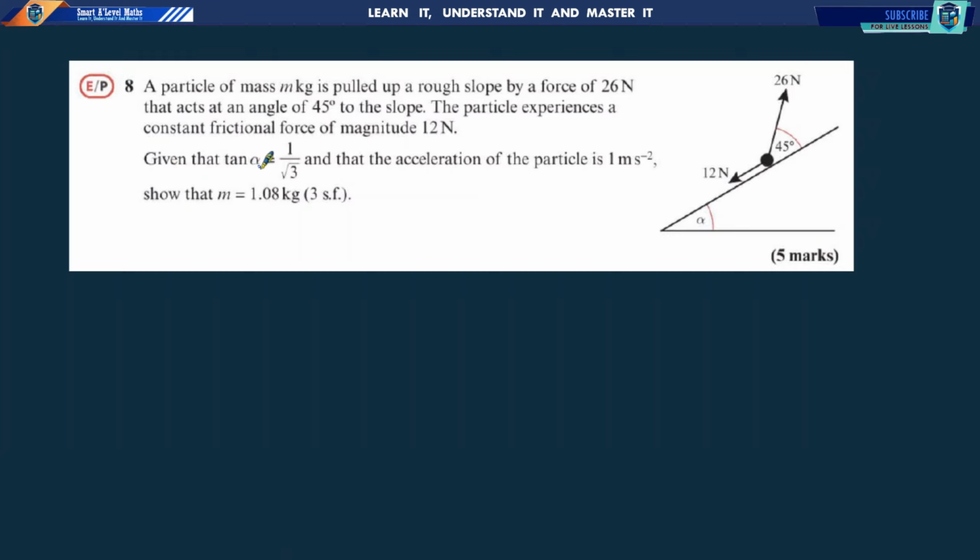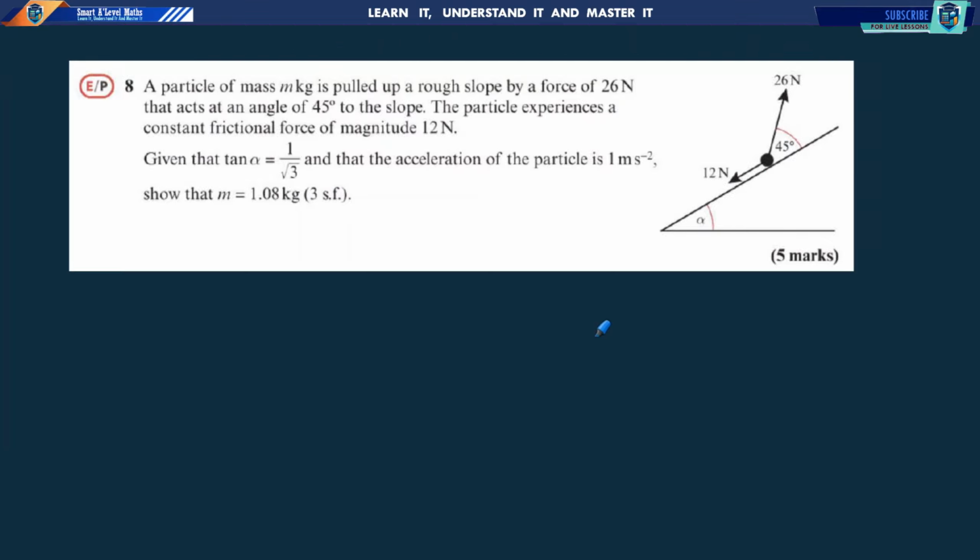Given that tan alpha is 1 over root 3 and that the acceleration of the particle is 1 meter per second squared, show that m equals 1.08 kilograms, 3 significant figures. And we can say our diagram is just near here.